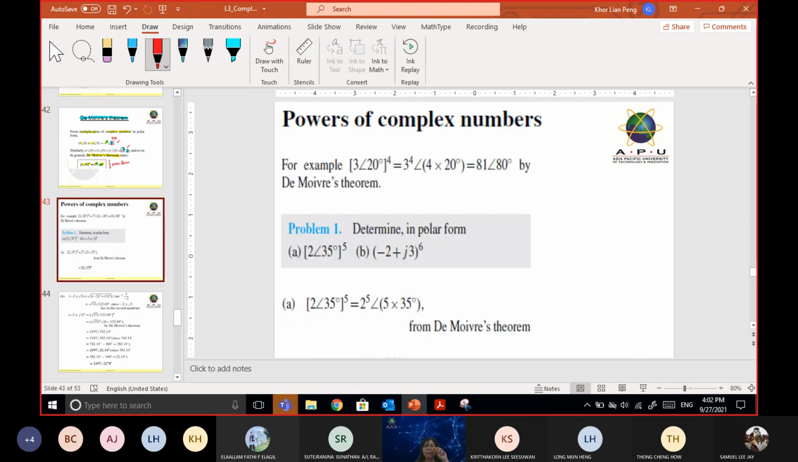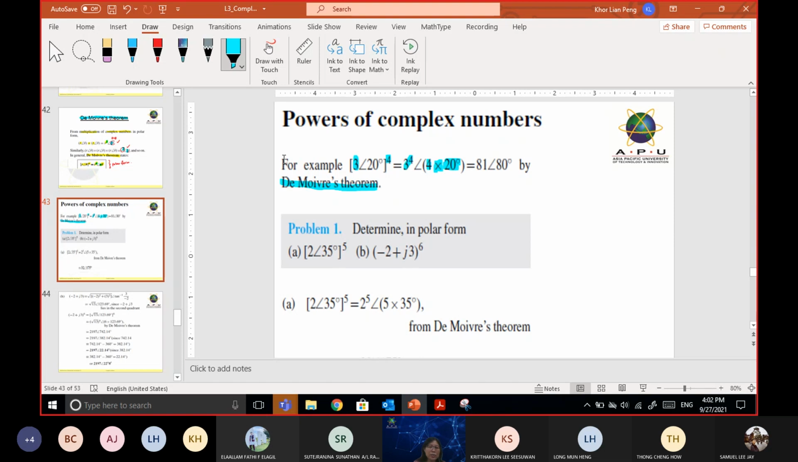Okay, now let's look at this example. 3 angle 20 degrees, power of 4. For the r of 3, you're going to take the power of 4. And then for the power of 4, you have to multiply by the 20 degrees. So 3 to the power of 4 is 81. Then the angle will be 80. After we applied de Moivre's theorem, it's very easy, right?